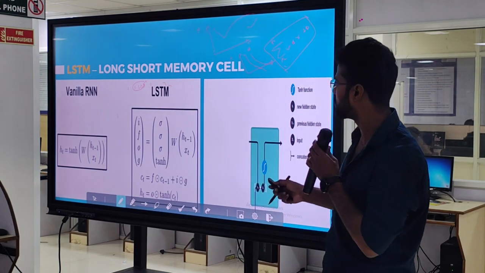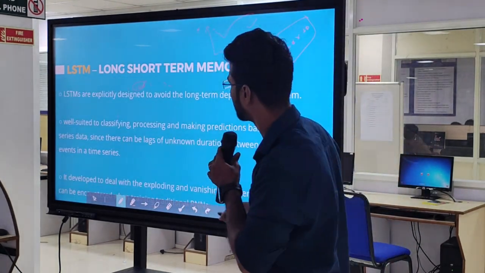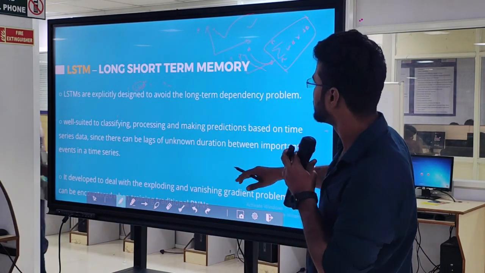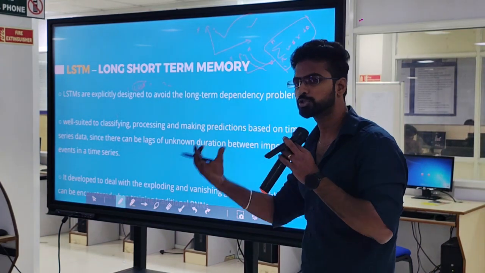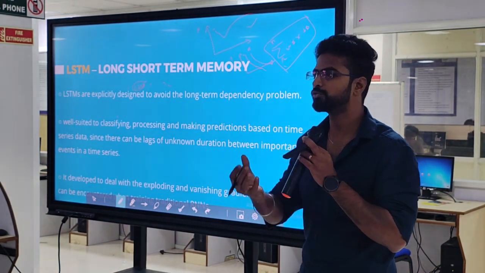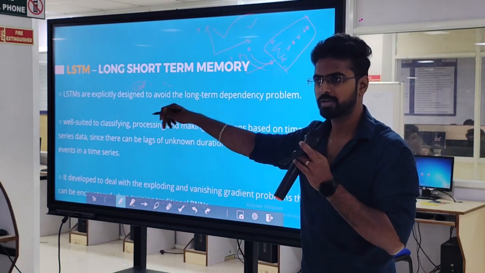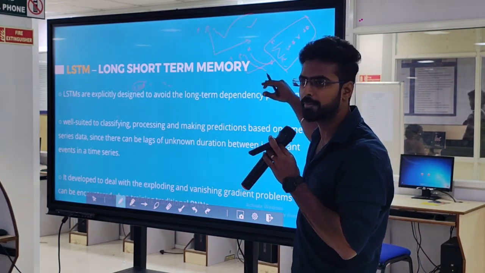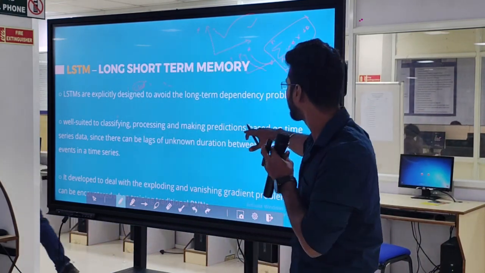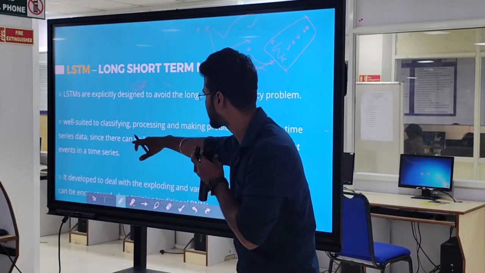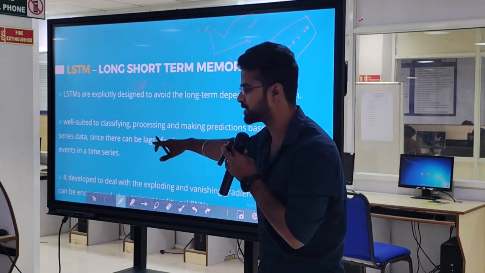This is how your long short-term memory looks. Definition-wise, LSTMs are explicitly designed to avoid the long-term dependency problem, in order to store some information of the previous state to predict the new value for the next state. They are well suited to classifying, processing and making predictions based on time series data, since there can be lags of unknown durations between important events in the time series.